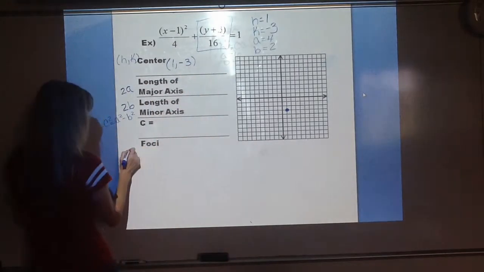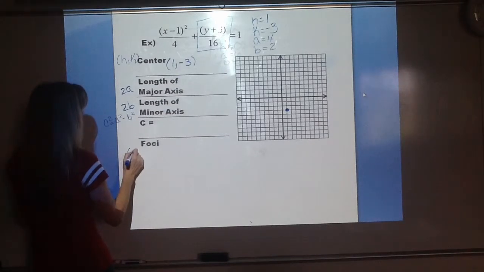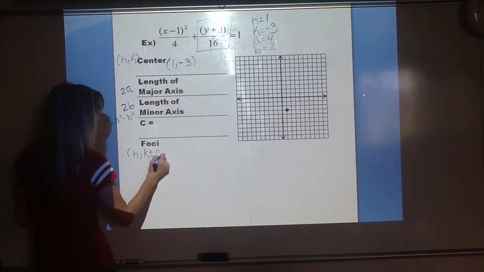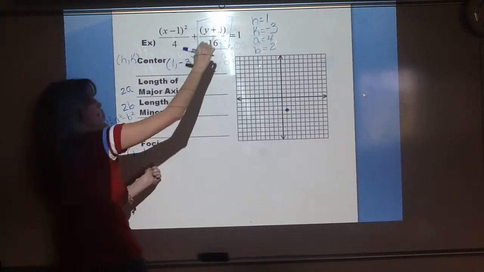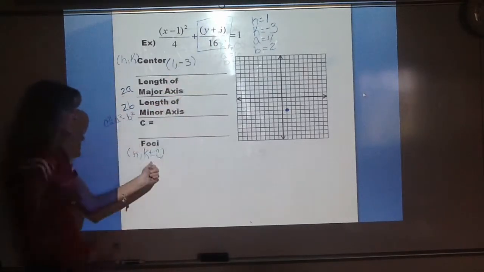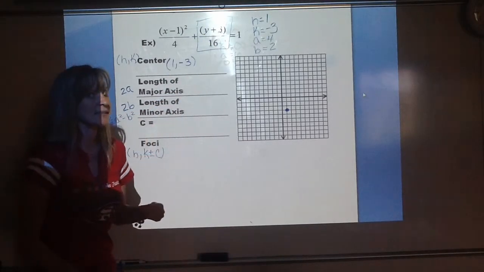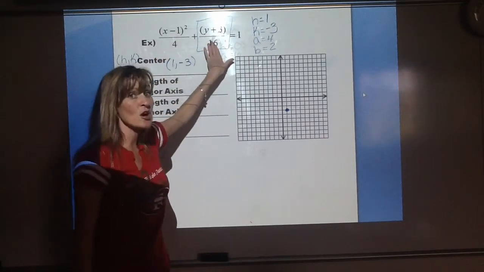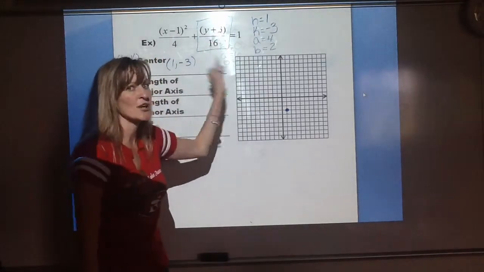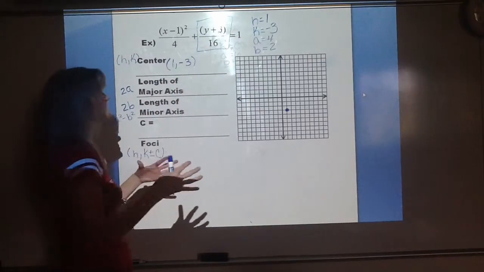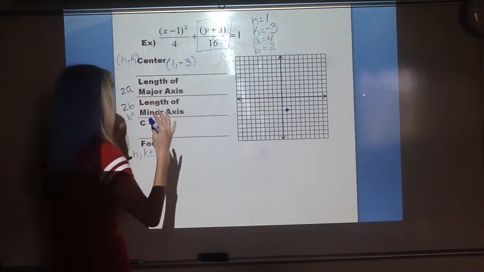So my formula is going to be h, and then k plus or minus c. It's affecting my k because that's where my major axis is. So you're going to add or subtract c depending on where your bigger denominator is. Wherever your bigger denominator is, that's what you add and subtract c from in the center. If you think about it, that's a really easy concept to remember.